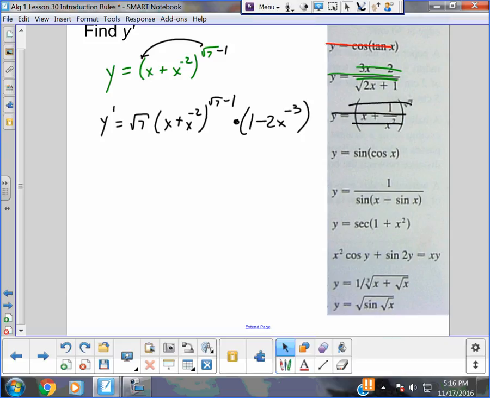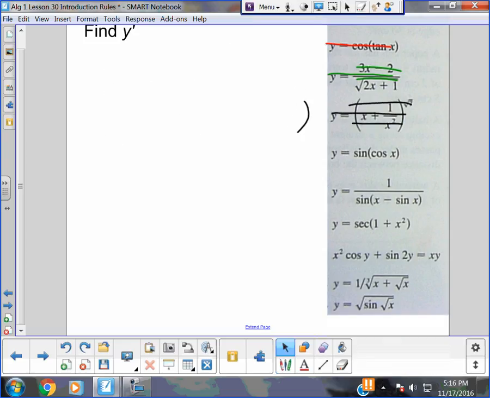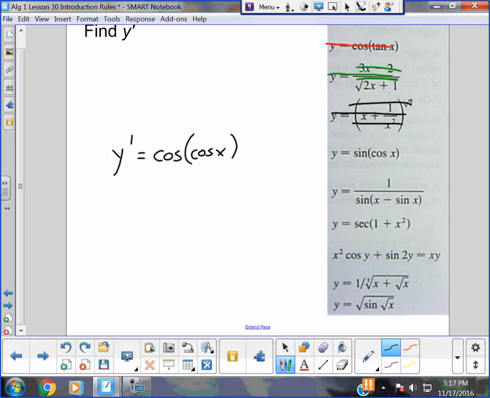Fourth one. Boy, that's similar to the first one. The fourth one here is simply a chain rule. I'm going to do it rather quickly. Y prime equals derivative of sine. I know it's cosine. Argument doesn't change. That cosine x, this argument stays the same. Times now the derivative of cosine. Derivative of this cosine is negative sine x. So the answer is cosine of cosine x times negative sine x.